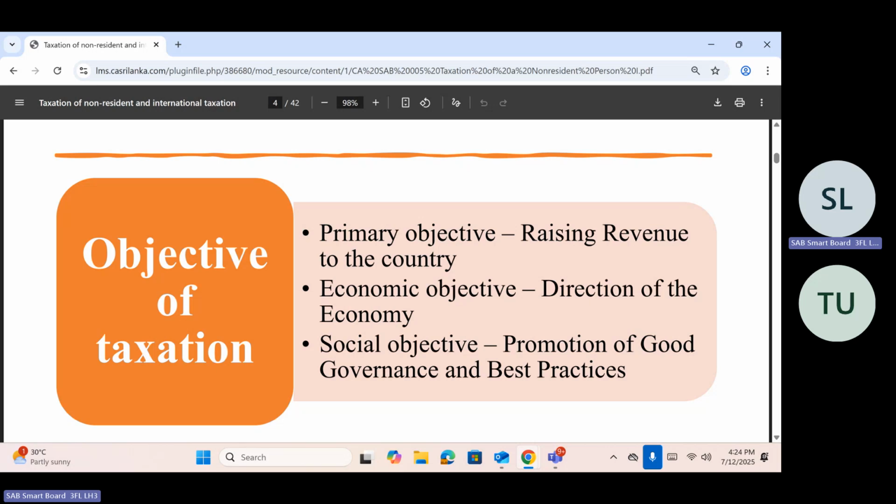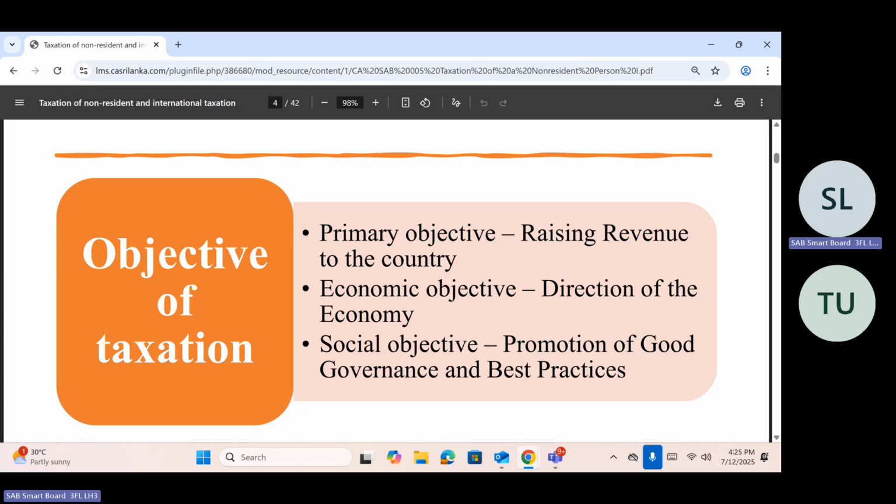You can see that under section 16, capital allowances are given, and enhanced capital allowances. If somebody makes an investment of more than 3 million USD on depreciable assets, they are entitled to enhanced capital allowance. So that is the economic objective. Then the social objective, promotion of good governance and best practices. So making a donation to a charitable institution, even though it is not deductible under taxable income, under qualifying payment it could be deducted. That type of thing is the social objective.